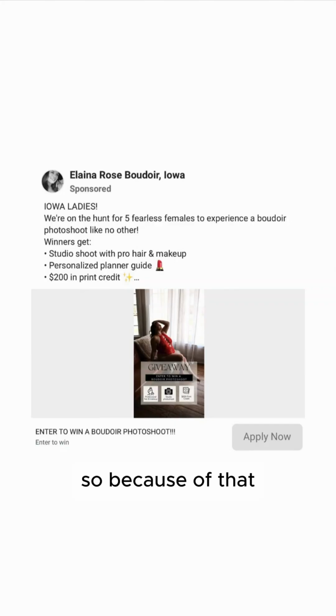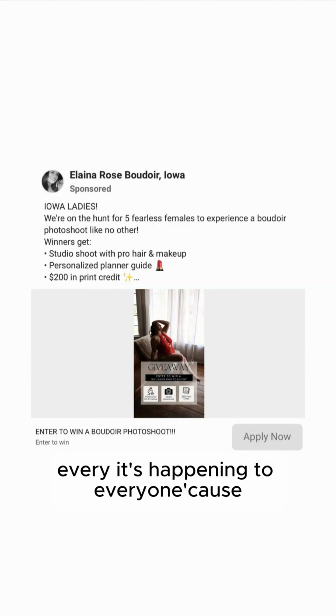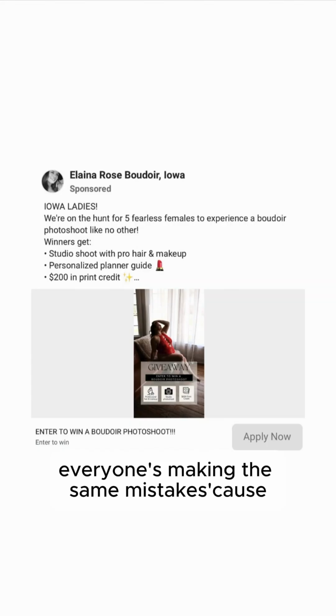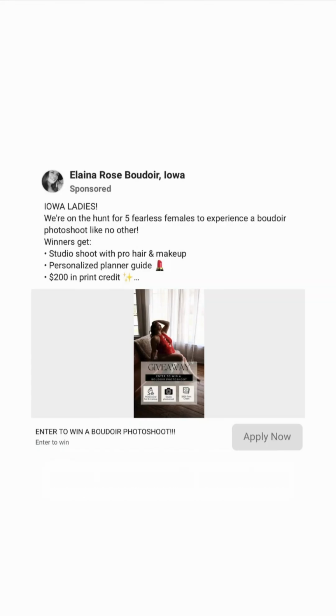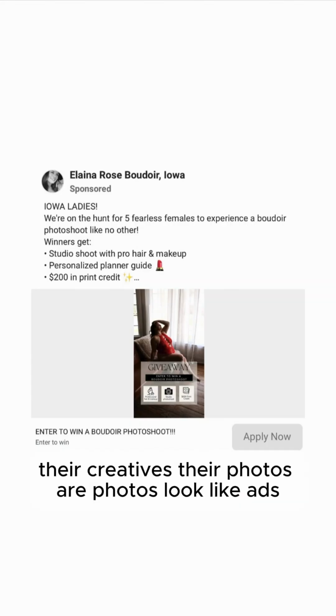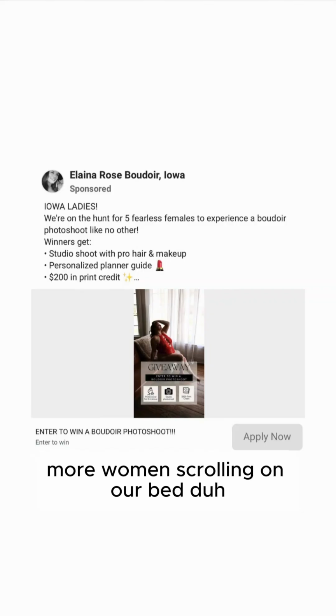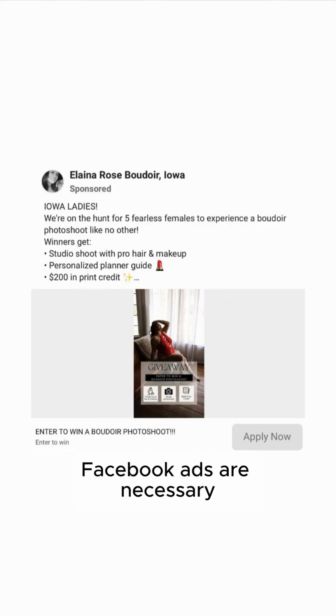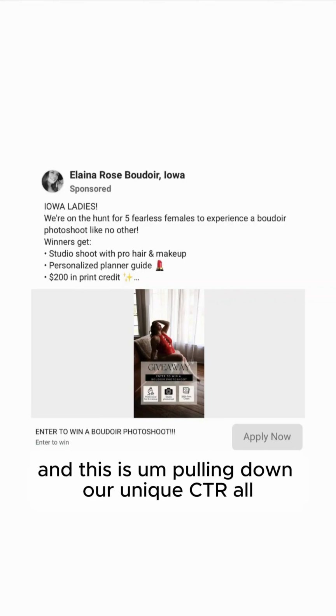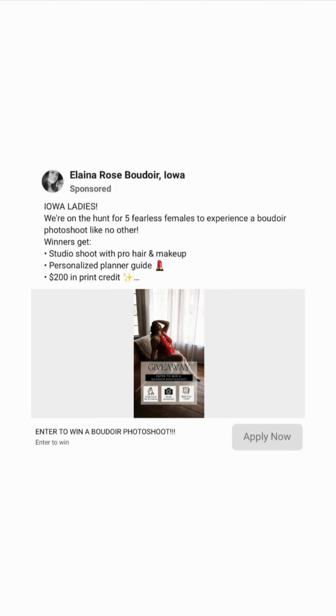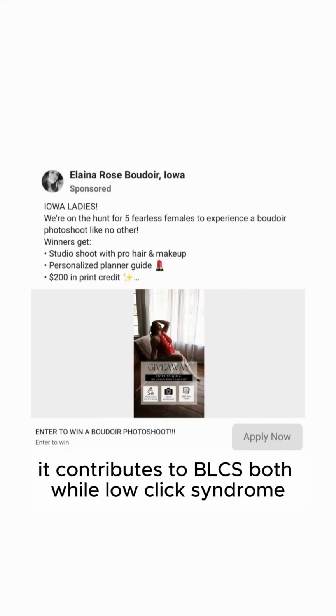So because of that, it's happening to everyone, because everyone's making the same mistakes: everyone's ads look like ads, or at least their creatives. Their photos look like ads. So the consequence of this is way more women scrolling by our Boudoir Facebook ads than necessary. And this is pulling down our unique CTR, and when it's pulling down our unique CTR, it contributes to BLCS, Boudoir low click syndrome.